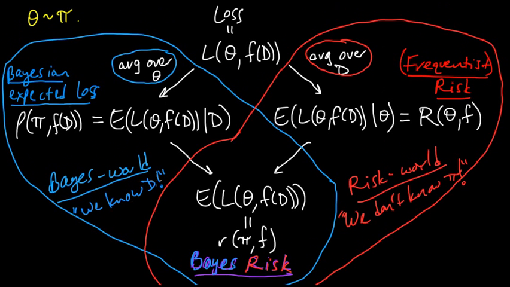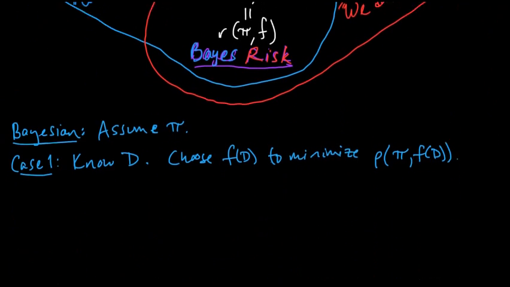And that's this perspective. We know D. This is the perspective for using the Bayesian expected loss, because this is the situation where we know the data and we have assumed a prior. So all we have to do, it's very straightforward. The only thing we have to do is minimize our expected loss. And so to the Bayesian, that's a very natural thing.